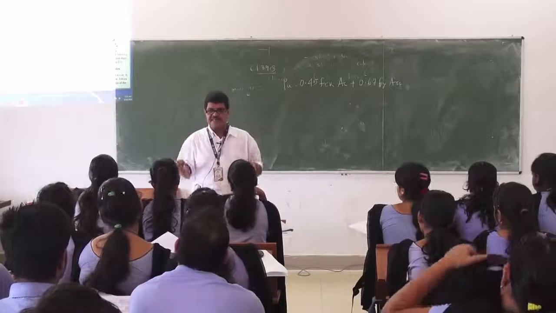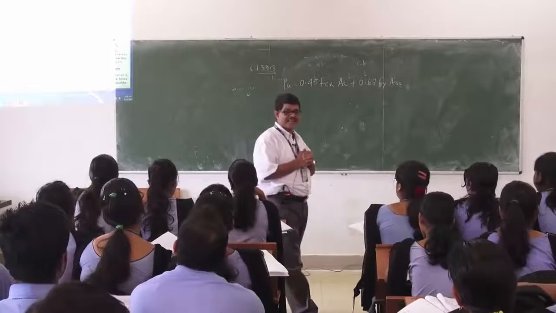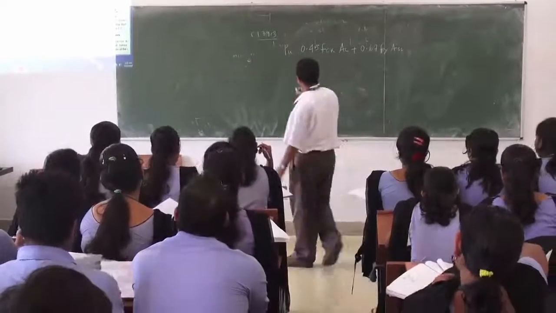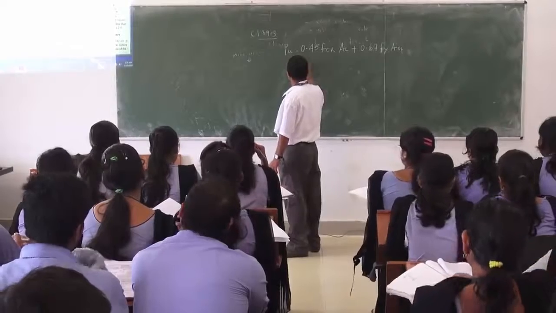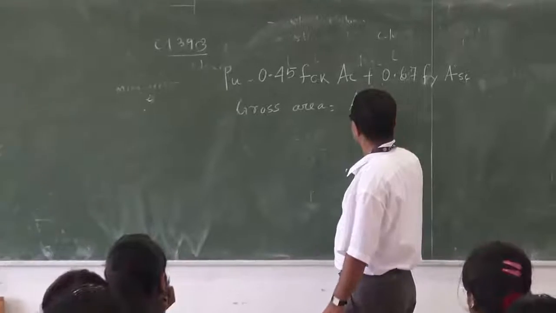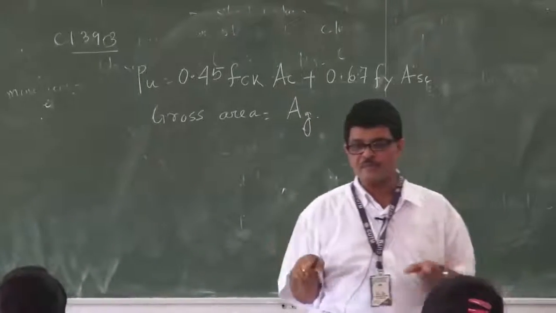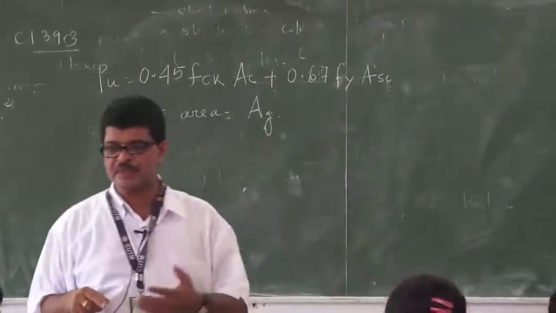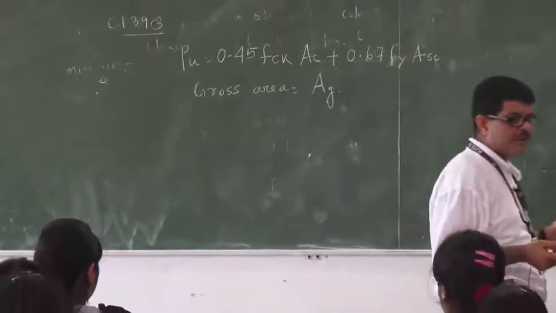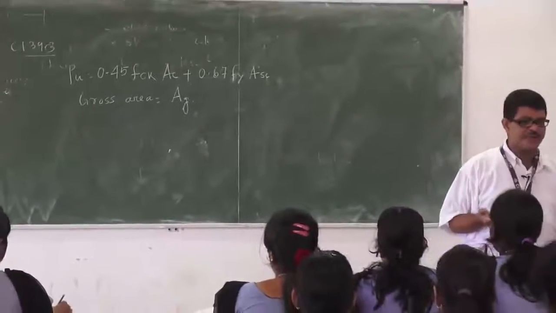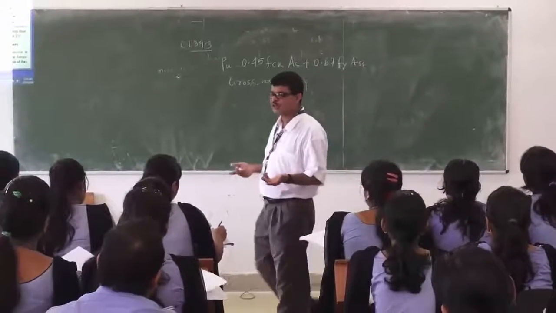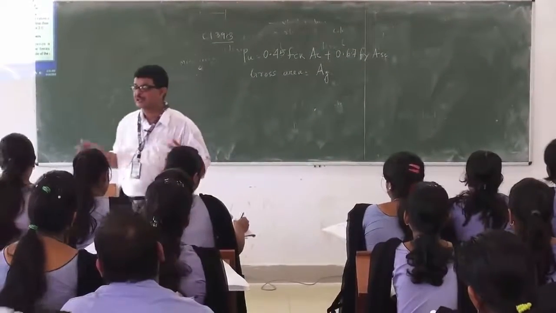If you know the size of the section, then you can find the gross area. What is the gross area? Gross area is equal to, suppose, Ag. If it is a rectangular column, multiply width into depth, that will give the gross area. If it is a square column, the square of the side will give the area. If it is a circular column, pi by 4 into d square will give the area. So you can find out the gross area of the column.